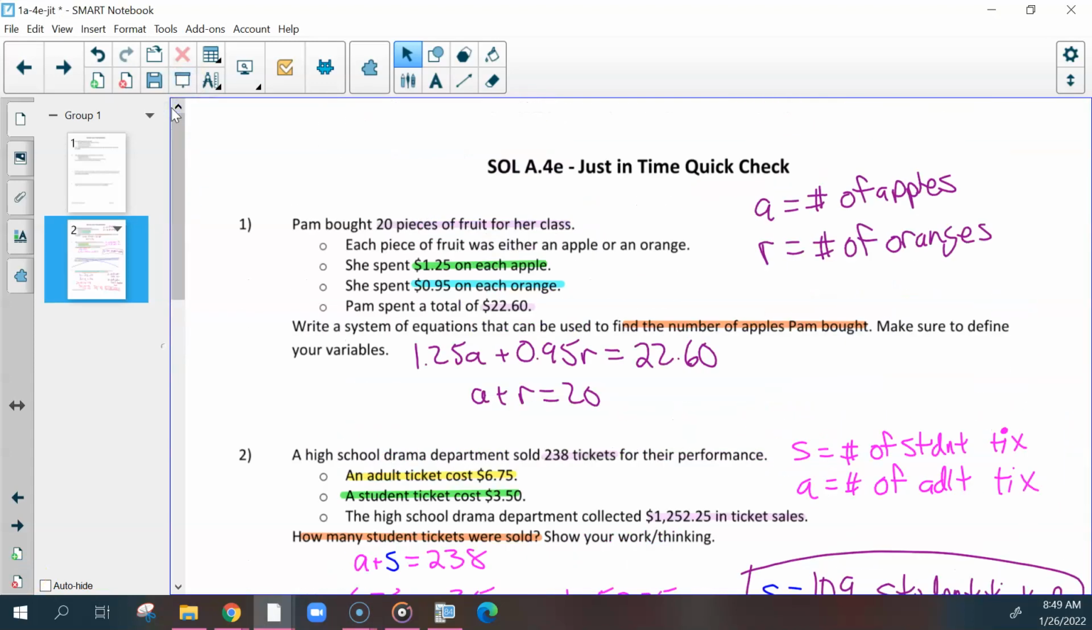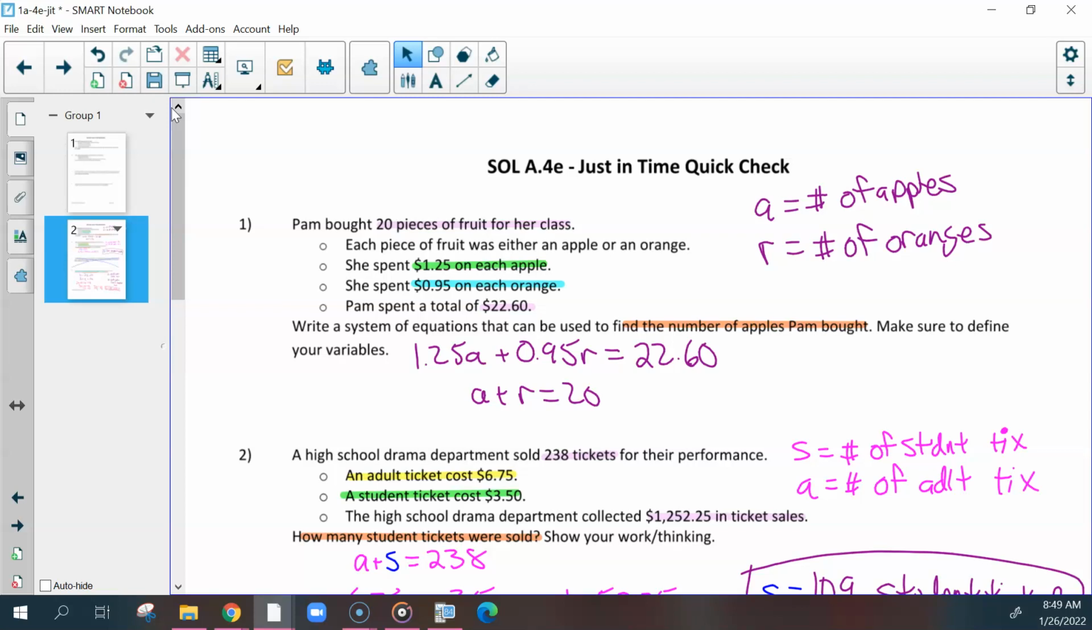Starting with the first one, your variables can be different from mine, that's okay, as long as they're set up the same way. That's really all that matters. So you should have your two variables added together to equal 20, because the total number of apples and the total number of oranges would equal the total pieces of fruit. And then all of your prices should go together.